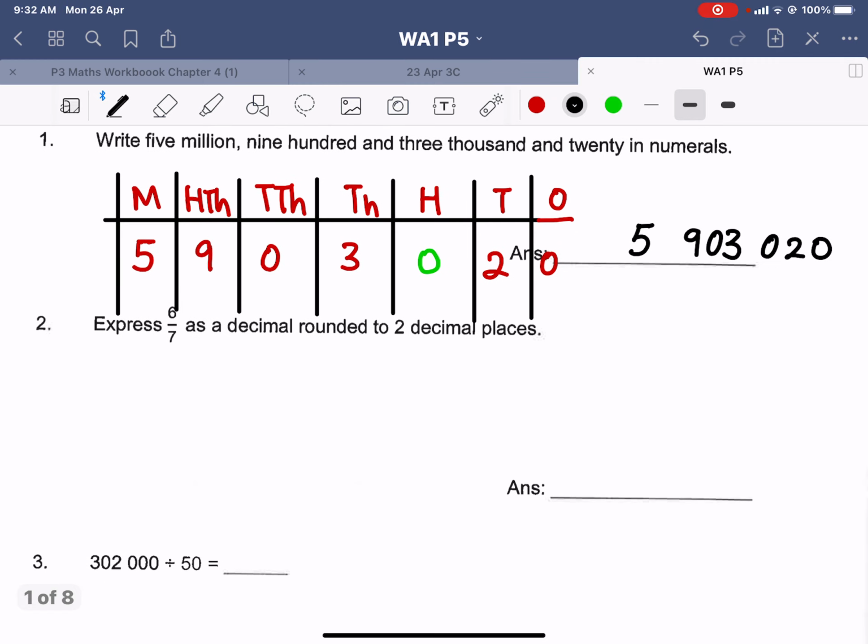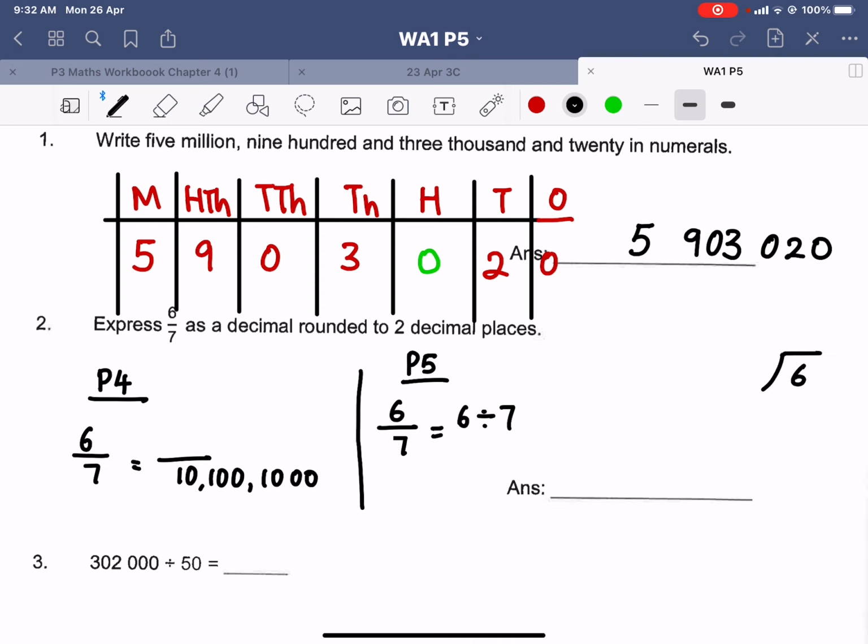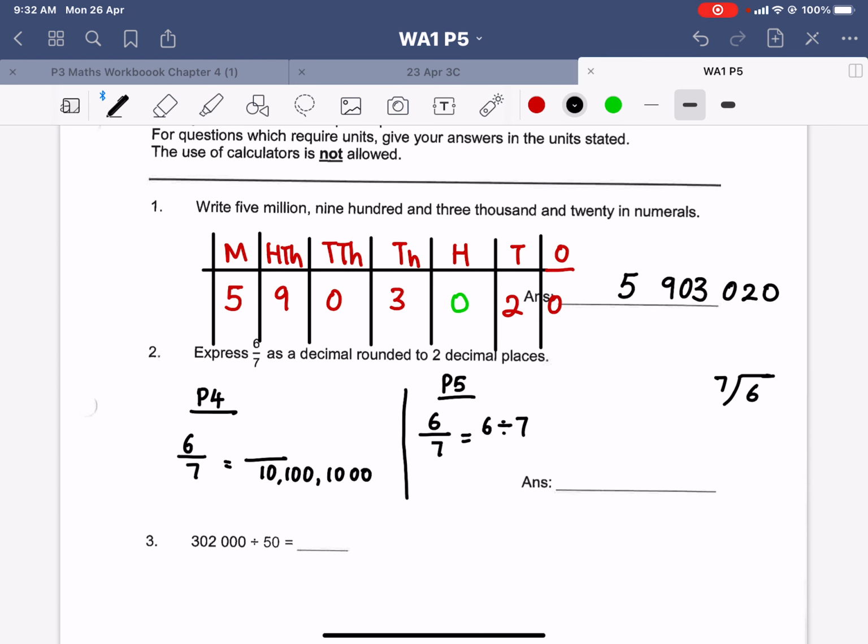Okay, question number 2, 6/7 as a decimal. If you recall, the primary 4 way would be to try to change the denominator into either a 10, 100 or 1,000. But the digit 7 is a very special case where you can't change it to any of the decimals in 10, 100 or 1,000. So the P5 way taught you that 6 over 7 is the same as 6 divided by 7. So 6 divided by 7 would mean that 6 came first, 7 on the outside. That's how we can do the division to arrive at our decimal. So let's do the division from here. We will do our 6 divided by 7.